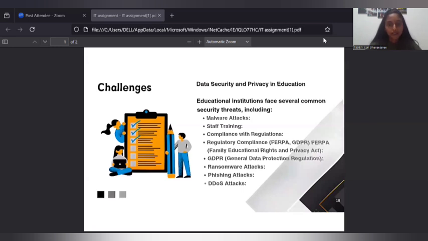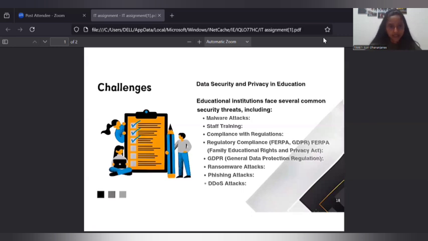For instance, malware attacks, which involve malicious software designed to gain unauthorized access to systems, are becoming more common. Another significant risk is ransomware, where attackers encrypt data and demand a ransom for its release. Additionally, we must be aware of phishing attacks, where individuals are tricked into revealing sensitive information, and DDoS attacks, which overload systems with traffic, causing them to crash. Lastly, insider threats from within the organization, such as disgruntled employees, are also a serious concern.